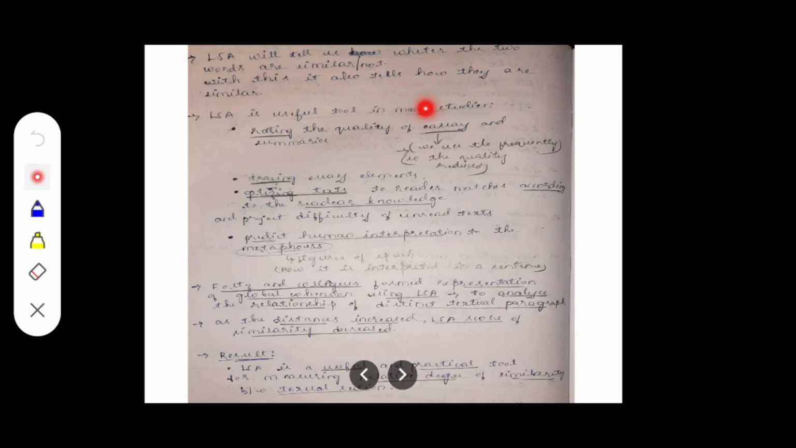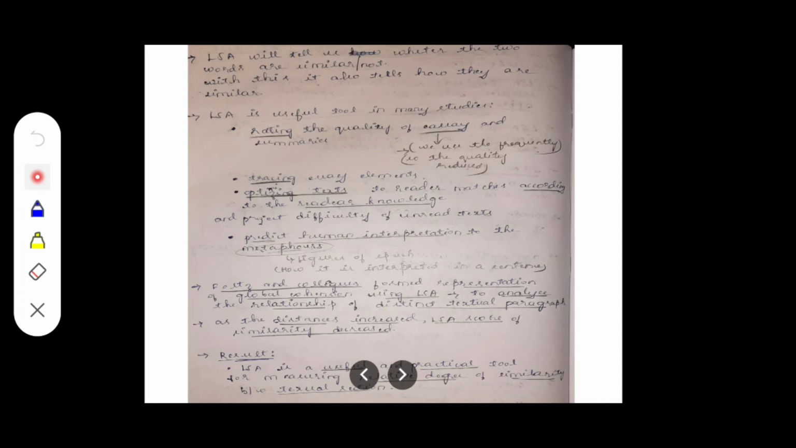Then LSA is a useful tool in many studies. One is rating. For rating purposes, we use LSA to rate the quality of essays and summaries. While writing an essay, if we frequently use words like the determiners "the" and "a", this will reduce the quality of the essay, right? Using them many times will reduce the quality. So it will rate the essay so that we can know the quality of the essays and summaries. This is one of the applications where LSA is useful.